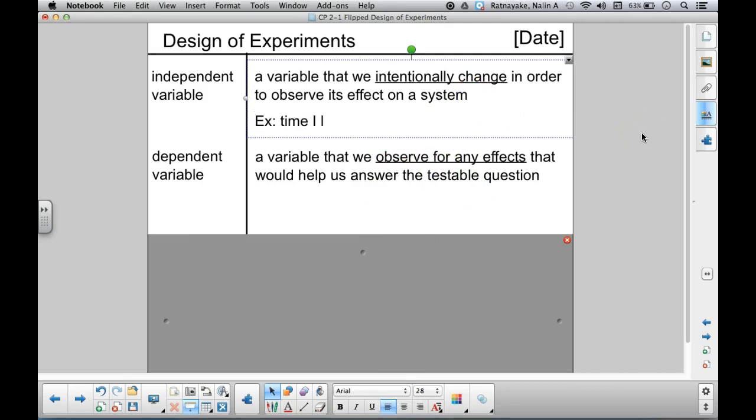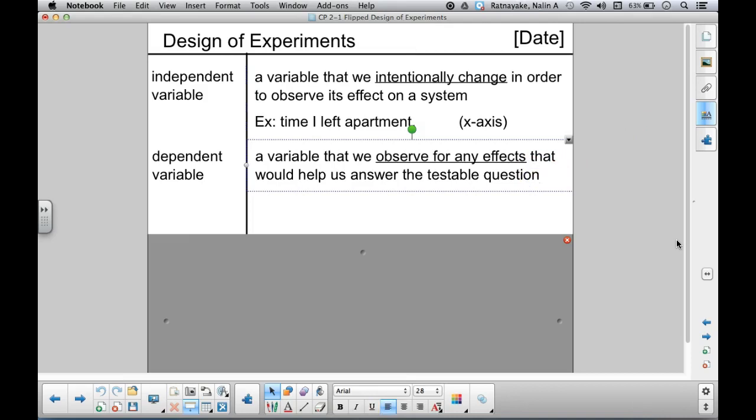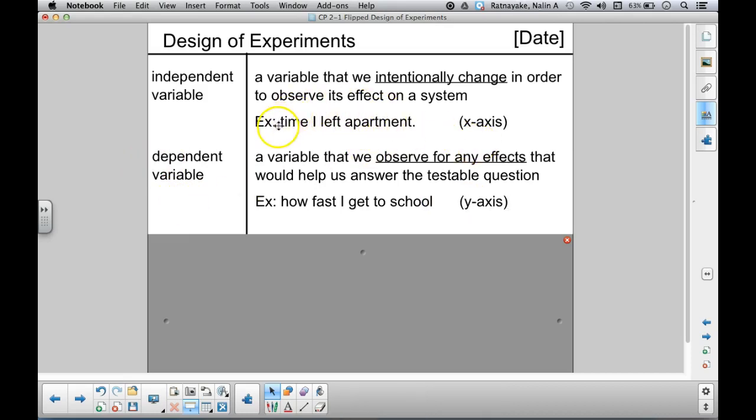Example would be time I left apartment. And later on when we get to graphing things, we're going to learn that we always want to put this variable on the x-axis. And we'll see some examples of that in a later lecture. But my dependent variable, the example that I gave was how fast I get to school. And that we're going to want to put on the y-axis whenever we graph it. So I'm looking for the effect of the independent variable on the dependent variable. How does time I left my apartment affect how fast I get to school?